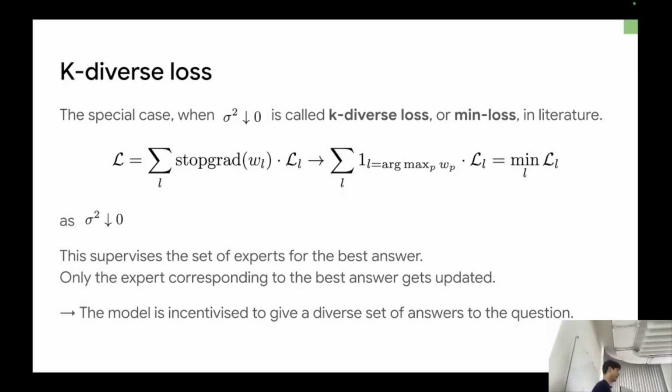And the special case when you're only training the most correct answer from a system of experts is called k-diverse loss. It has a name, actually. It comes out from many other contexts in machine learning. It's also called min loss because you're taking a look at the loss of multiple different proposals from a network or from a set of networks, and you're only training the one with the lowest loss. And that's called min loss.